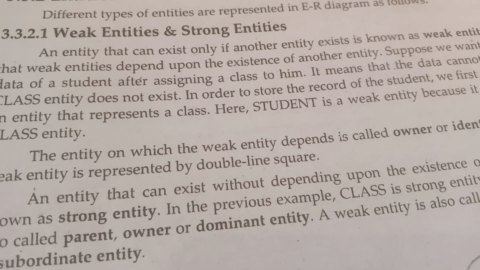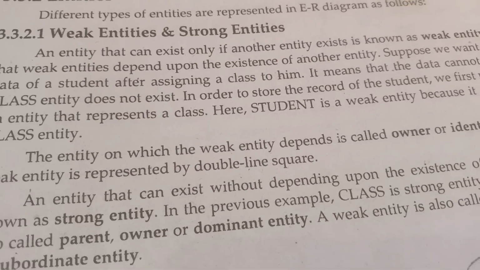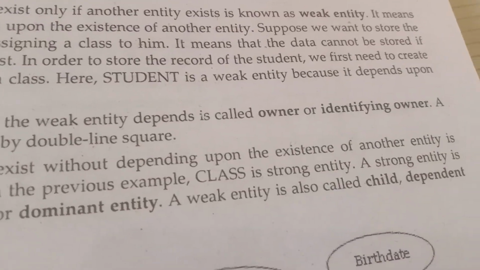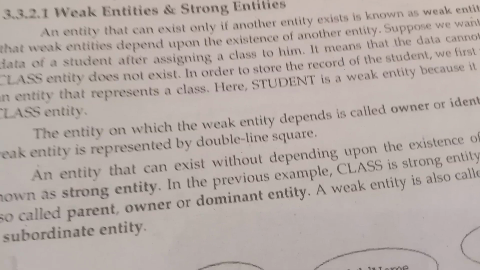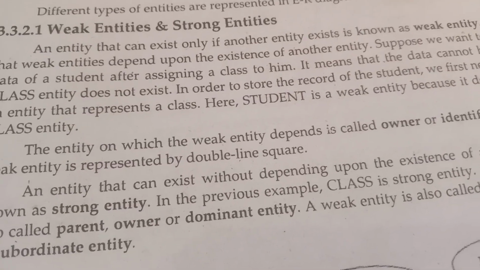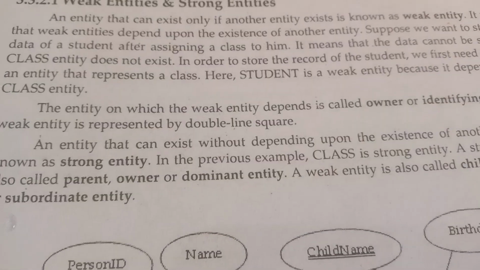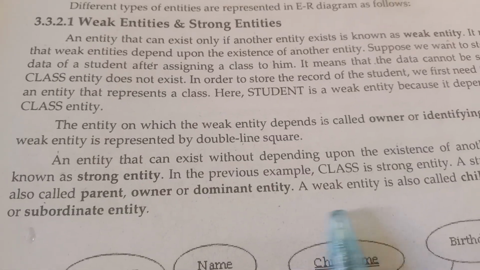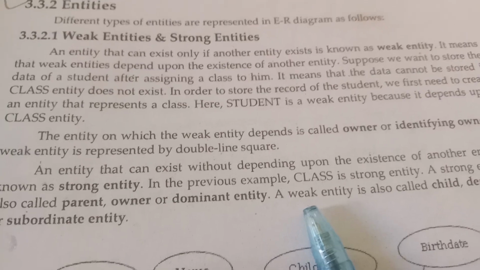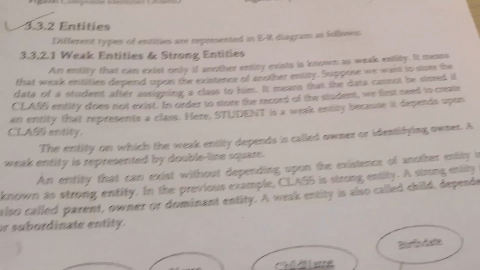An entity that can exist without depending upon the existence of another entity is known as a strong entity. In the previous example, class is a strong entity. A strong entity is also called parent, owner, or dominant entity. A weak entity is also called child, dependent, or subordinate entity.